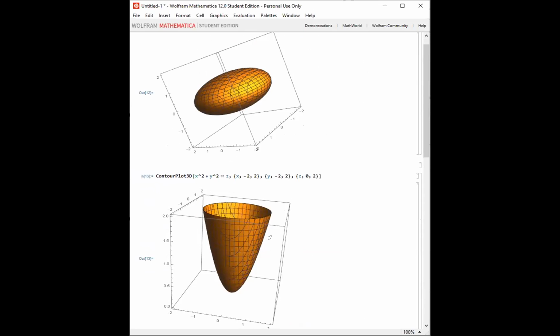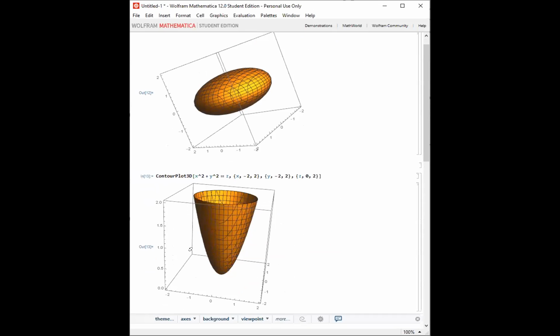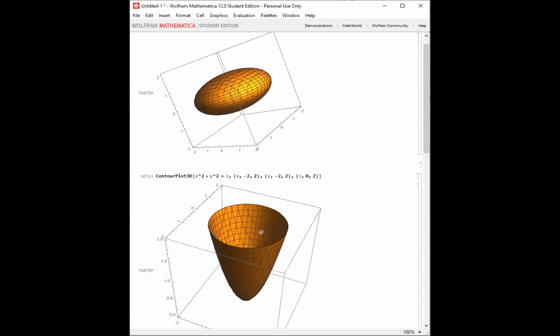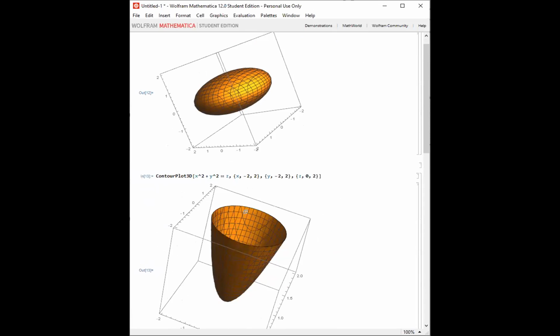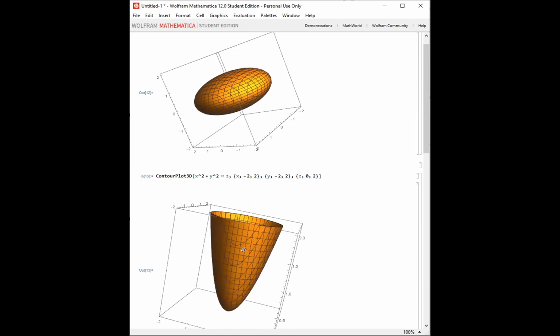So imagine that we let z equal 0 or some constant, so we're slicing it horizontally. We can look at the traces from up above, right? You get this circle because we have x squared plus y squared is equal to some constant, when z is some constant value.